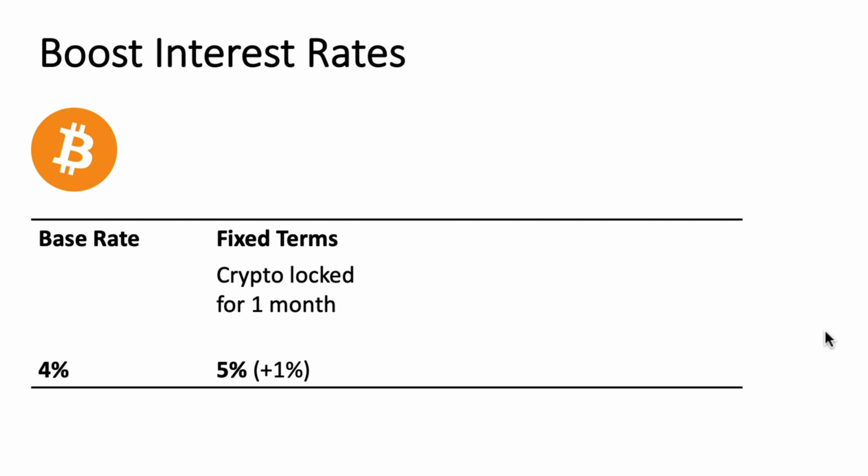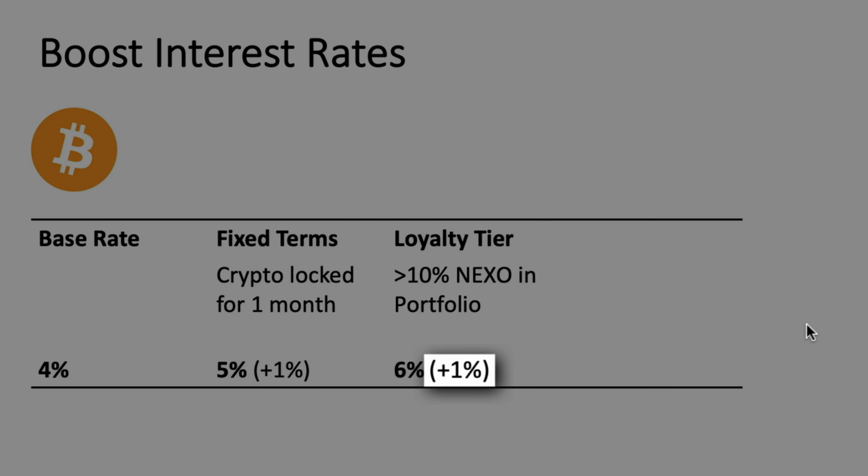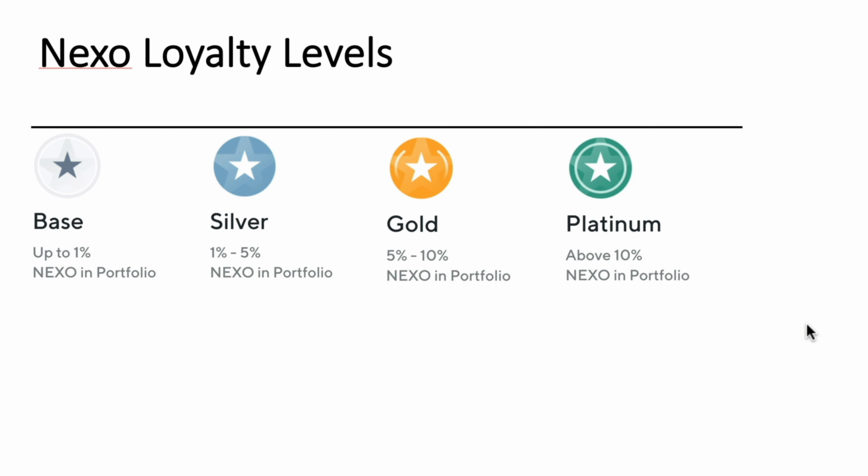And then if you want to further increase your interest rate, what you can do is just increase your loyalty tier. And that depends on how many Nexo tokens you're actually holding. By holding more than 10% of your portfolio in Nexo token, you can get another 1% in APY per year on your holdings. So let's quickly go over the tiers.